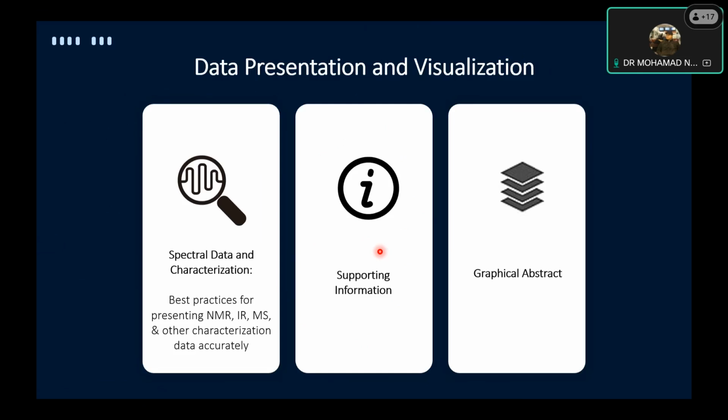And the last one is the graphical abstract. As I said before, the graphical abstract is very important because it will present and visualize our work regarding what our article tries to explain. Okay, so we will go one by one.